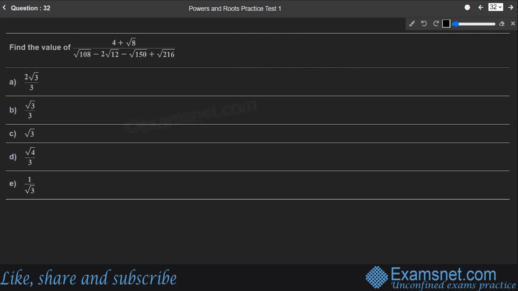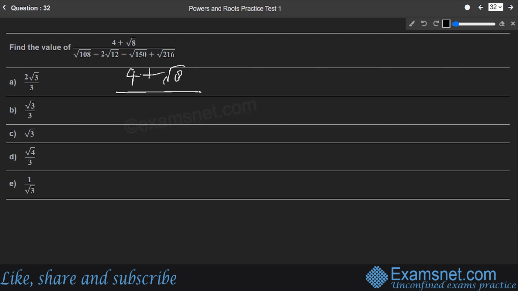Okay, let's have the next question. Find the value of 4 plus root 8 over this. Clearly we'll have to break this down into some factors. So let us keep doing that. We have 4 plus root 8 in the numerator divided by, okay, 108.